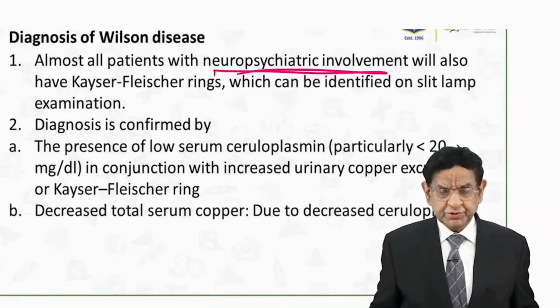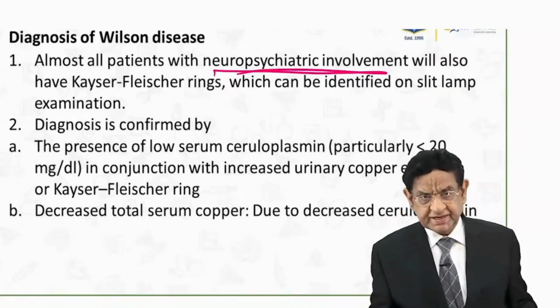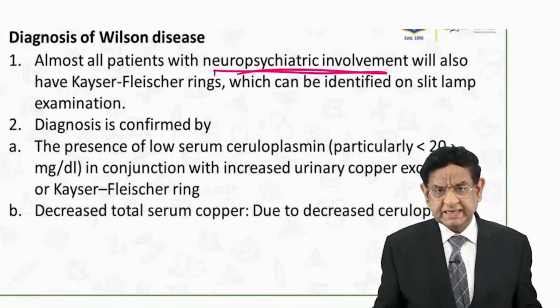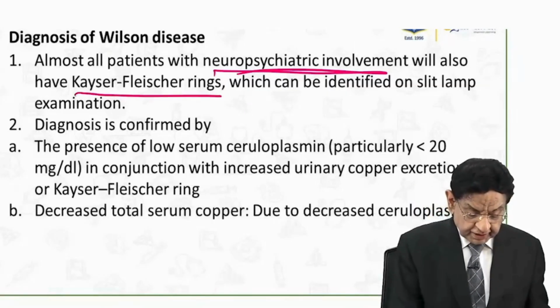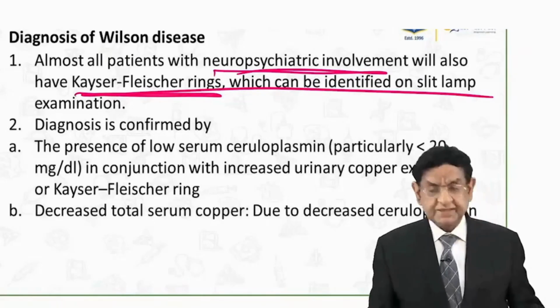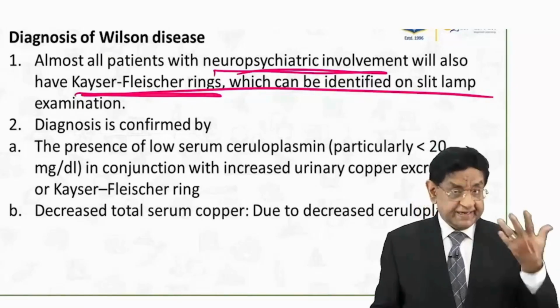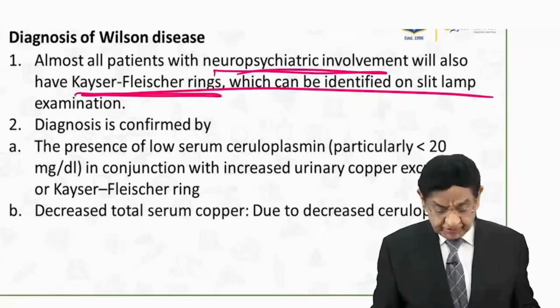What should you do? You immediately send that patient to your eye specialist friend and write a short note asking him, please look with the slit lamp, look for the KF ring. If you are getting a KF ring, it is very easy to say that perhaps you are dealing with Wilson disease. Now you have some reason, now you are going to investigate.